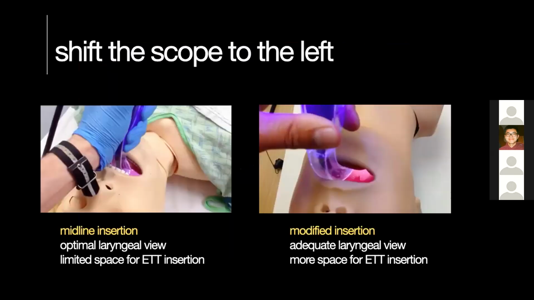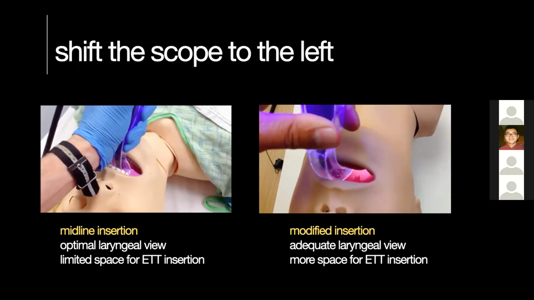The tip here is that your blade might either be inserted too far, but most of the time it's because your blade is taking all the space in the mouth. So if you do a midline insertion, and that's actually how you should, in theory, do the Glidescope intubation, you take your blade, you go in the midline, you're going to get a fantastic laryngeal view, but you're going to have very limited space to introduce your tube at the corner of the mouth.